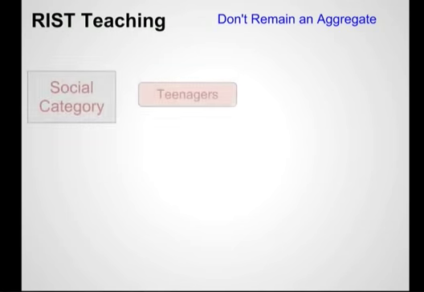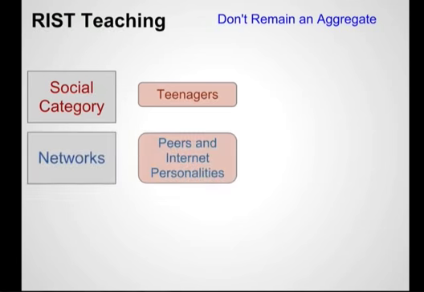And so what does this mean for RIST teachers? Try not to remain aggregate in your classroom. Try to produce commonality. So to find commonality, you need to know the social category of your target audience, and that is our students or teenagers. And of course, build networks. Look at what their peers are participating in. How are they connecting with each other? What are their internet personalities like?